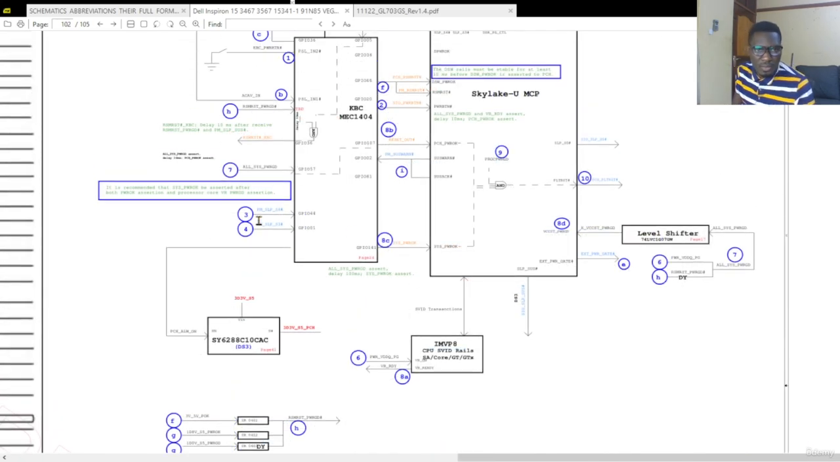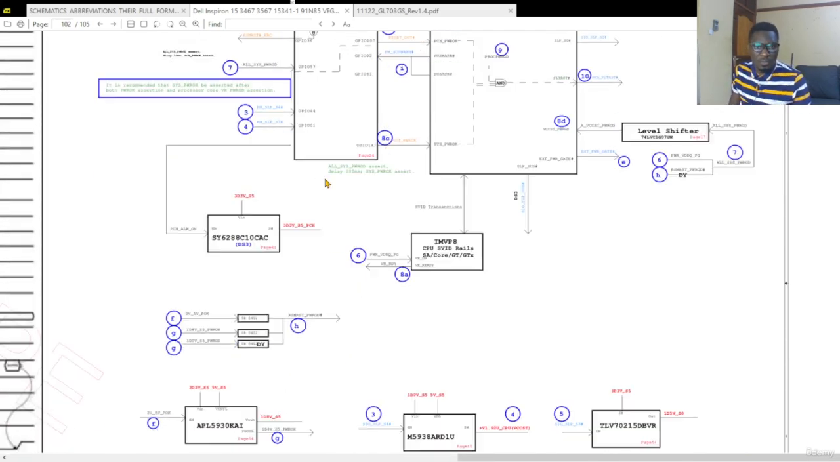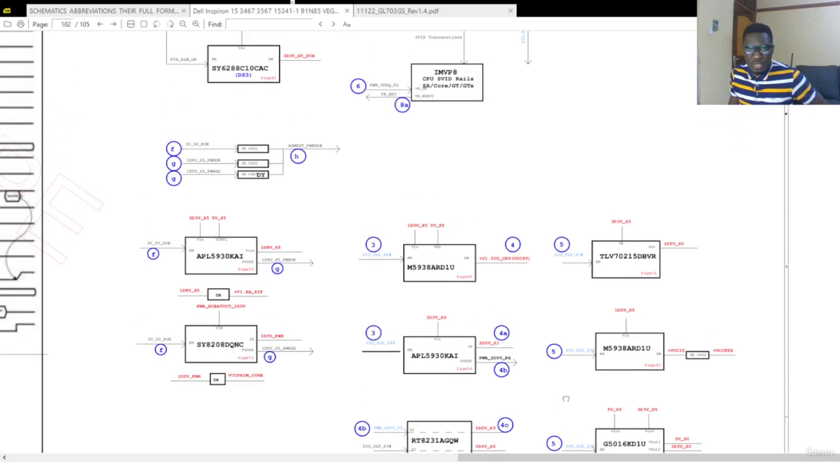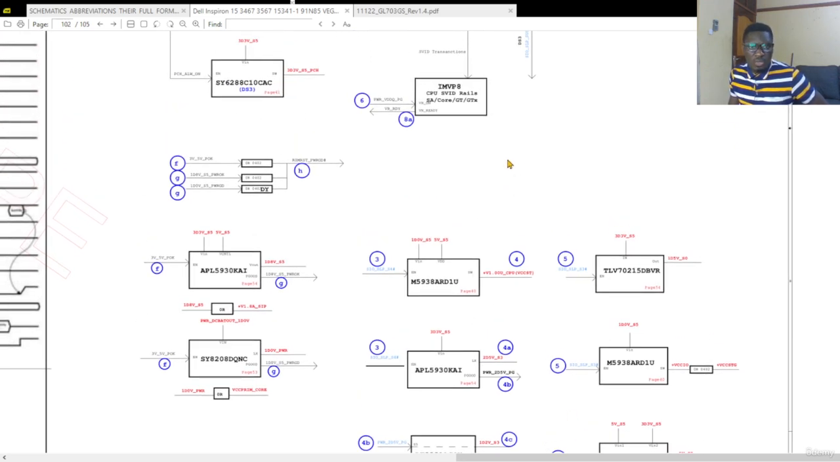After this pin 3 has come to the KBC, it also comes down to 2 of these chips. You can see it comes to this chip, which makes 1 volt for the CPU, VCCST. Then it also comes down to this chip, which makes 2.5 for S3. Then when you look here, we don't see it anywhere else. So after number 3, we look for number 4.